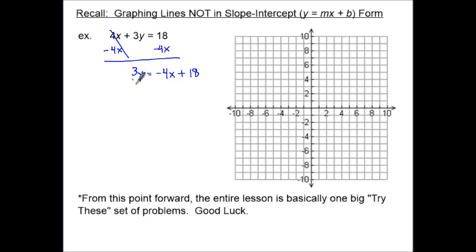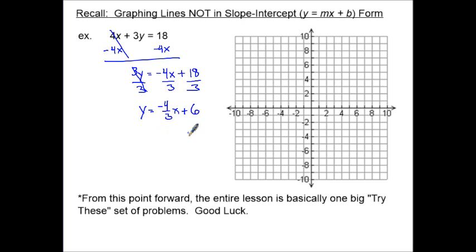Now the only thing in my way from where I want to be is that 3, but I don't want to get rid of the y, so I just divide by 3. I divide everybody else by 3 as well, and I get myself to y equals negative 4/3 x plus 18 divided by 3 is 6.